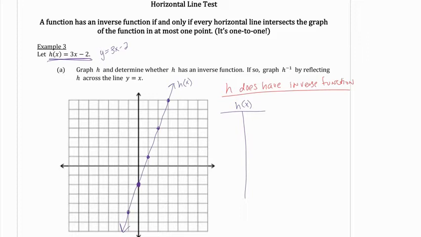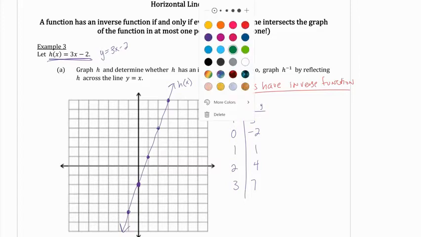So this one down here, that is negative 1, 5, right? This is like our x and y. Then I've got 0, negative 2. I've got 1, 1, 2, 4, and 3, 7. All I'm doing is writing down the ordered pairs for all those points that are on my line. Now to graph my inverse, all I need to do is switch all of those points.